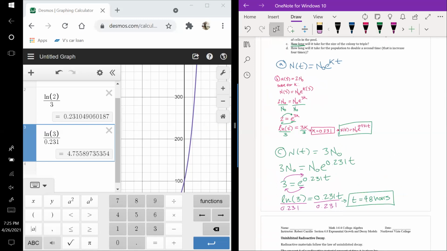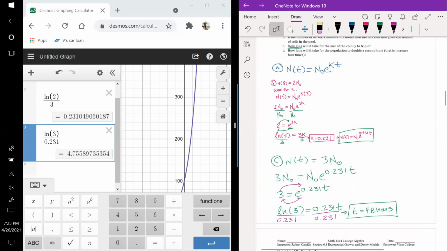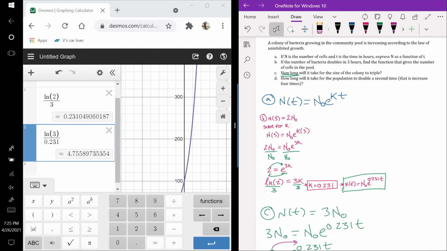There's A, there's B, there's C, and then D says, how long will it take for the population to double a second time? So how long will it take for the population to quadruple? All right. Well, this one is a give me. How long did it take for the population to double? Anybody? Anybody?